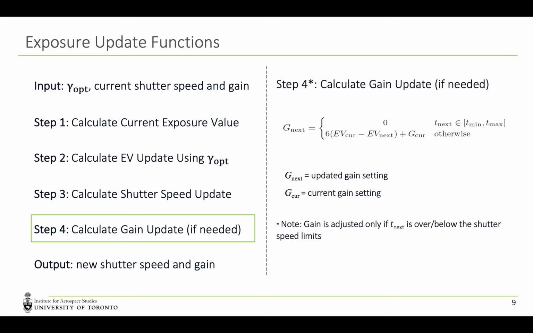Now there are situations where the calculated shutter speed is beyond the allowable limits. In such cases, gain compensation becomes necessary. So the appropriate gain is calculated for the exceeding part of the shutter speed. Note that when we begin, we keep the gain values at 0. The output of the exposure update function is new shutter speed and gain values. So the camera is then updated with these new values.